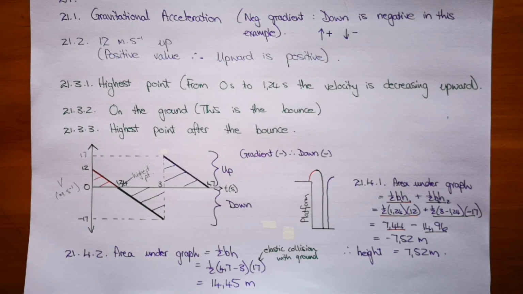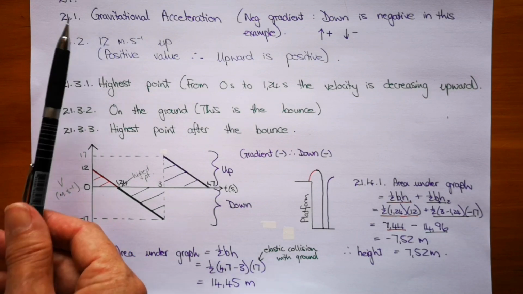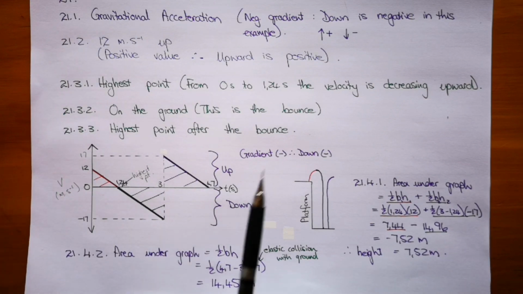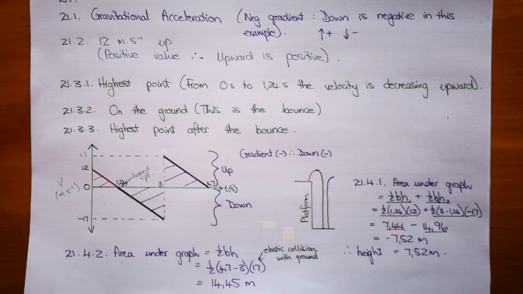In the first question, 21.1, they're asking you to write down the physical quantity represented by the gradient of this graph. The gradient of a velocity time graph gives you acceleration. So the answer is gravitational acceleration. It has a negative gradient, therefore down is negative. So acceleration is down, it's because the gravitational force is down. Even although the ball is going up, gravitational force is down, therefore acceleration will always be down, whether the ball is going up or down.